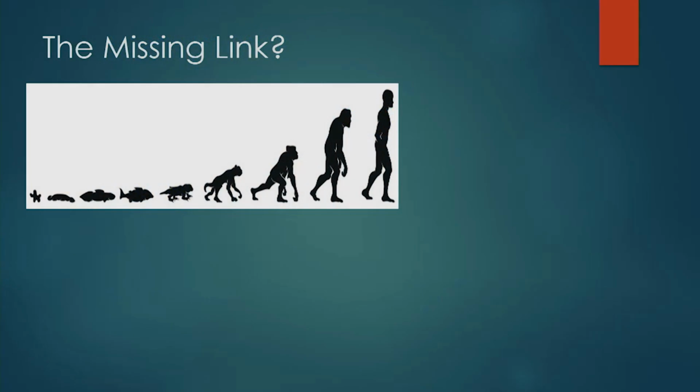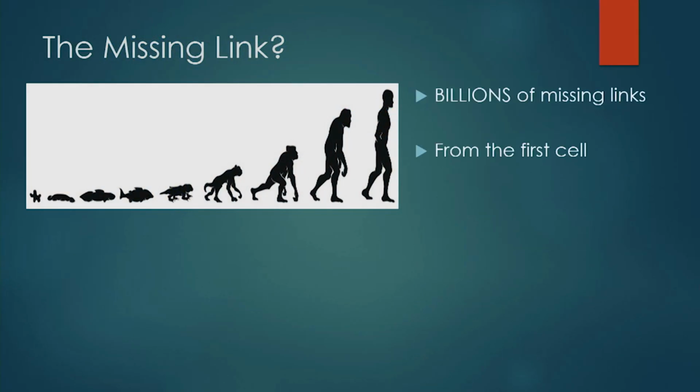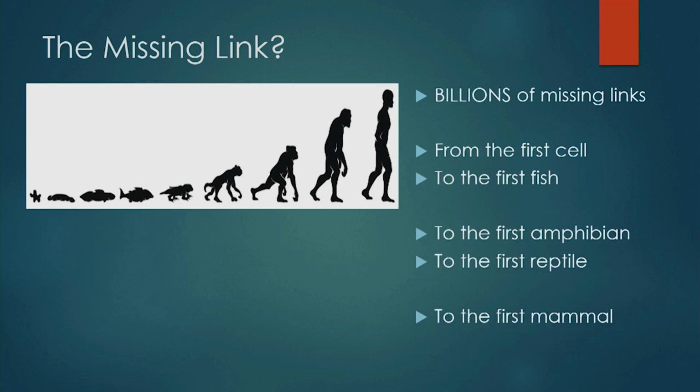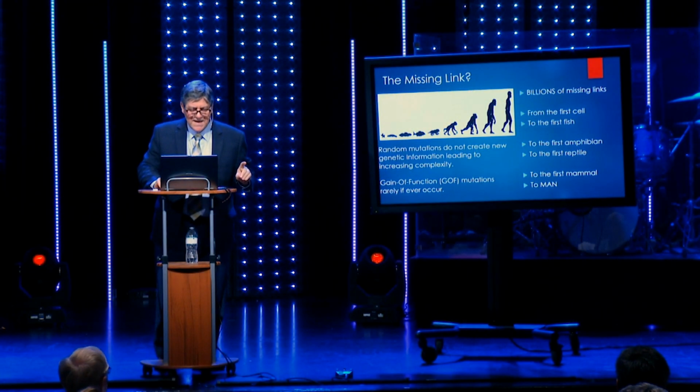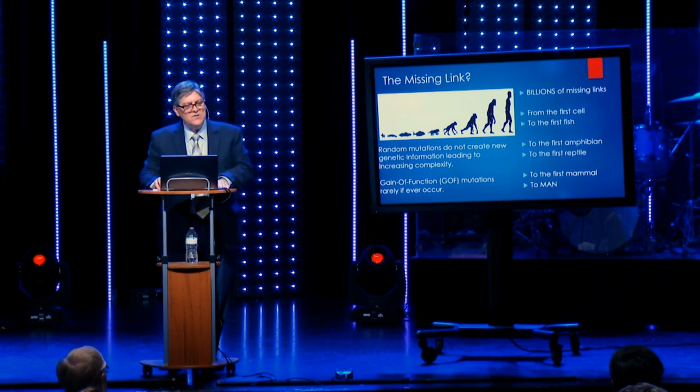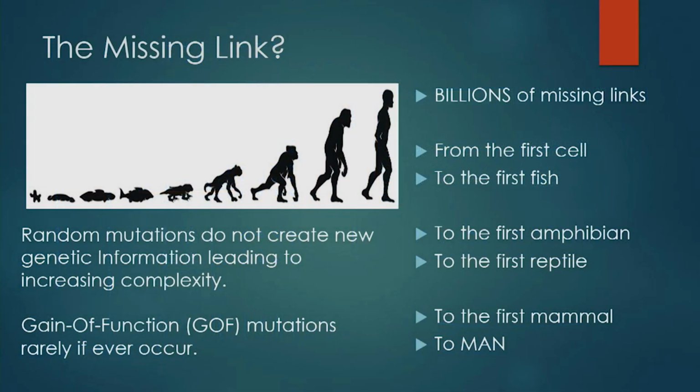And then there's this, the missing link. There's not the missing link. There's billions of missing links. If you're talking about going from the first cell to the first fish to the first amphibian to the first reptile to the first mammal all the way to man, there are billions of missing links. Now, this is a key understanding right here, that random mutations do not create new genetic information leading to increasing complexity. We've never observed it, either with fruit flies or bacteria.